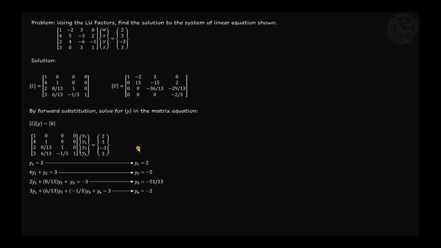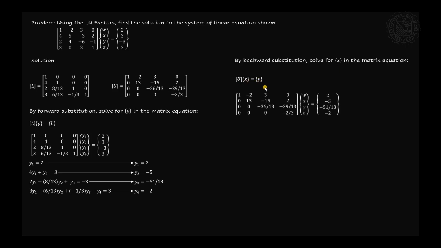Once all the elements of the y vector are known, we can now go to the next step, which is using backward substitution to solve for what is unknown in the system of linear equations. Because this is what we really want to solve, right? The unknown vector or vector of unknowns. So by backward substitution, we will use U times x is equal to y. Okay, so we will start at the lowermost row going up to solve for the unknowns.